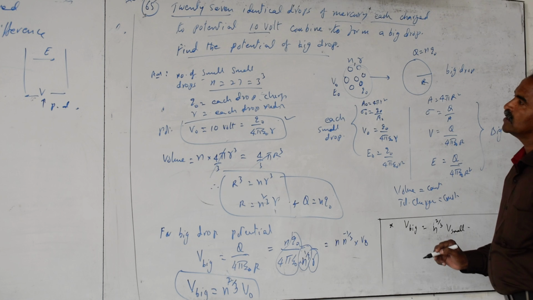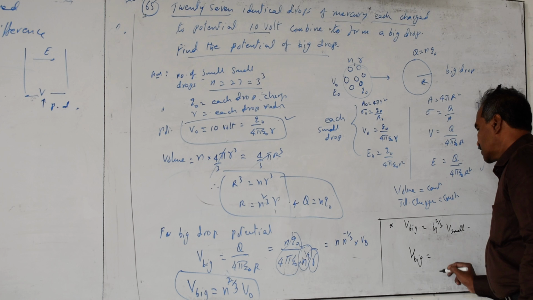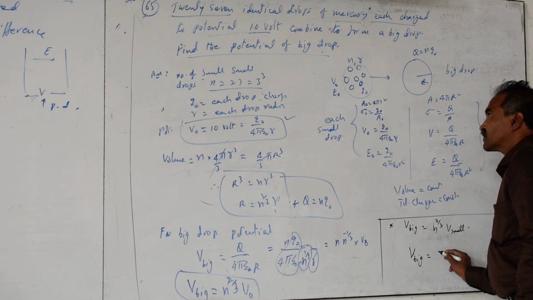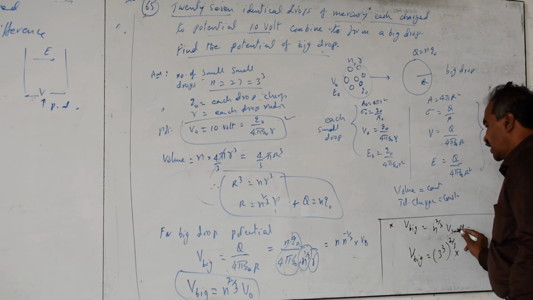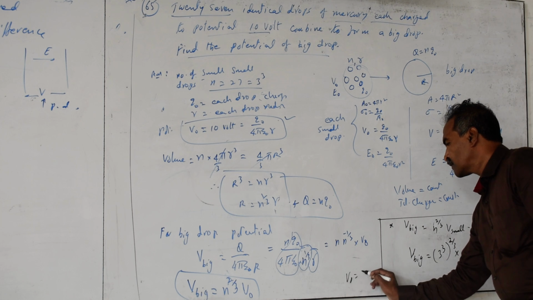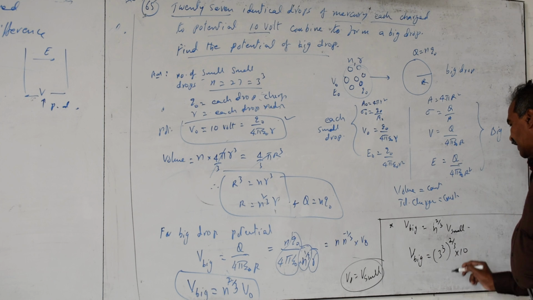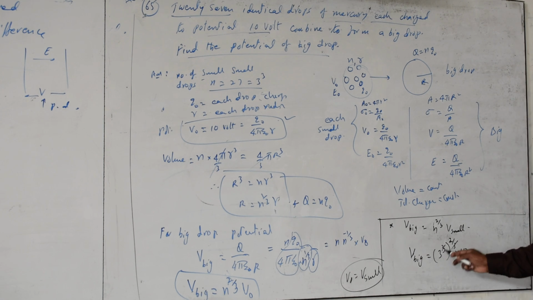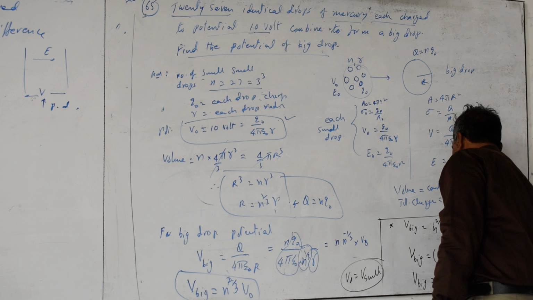Now n is how much? 27. So write this as potential of the bigger sphere equals 27 to the power of 2 by 3, which is 3 cubed to the power of 2 by 3, into potential of each small one, V naught. V naught itself is V small. The small potential is given as 10. So this power cancels, 3 square remains. 3 square is 9, so 90 volts. So V big equals 90 volts. This is the answer.